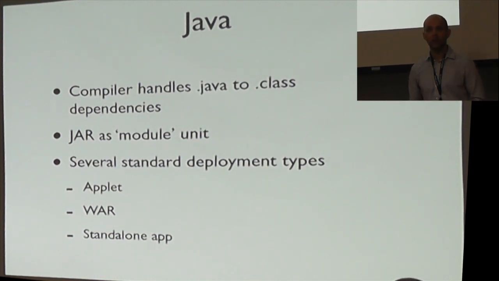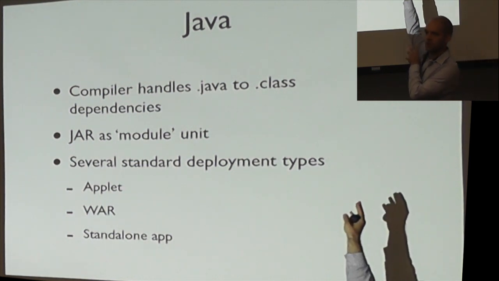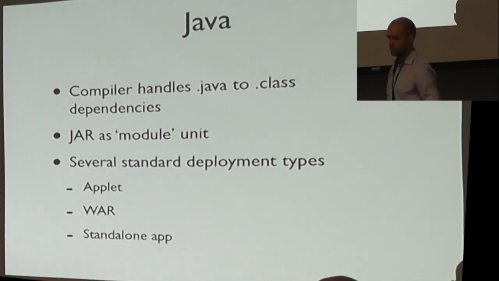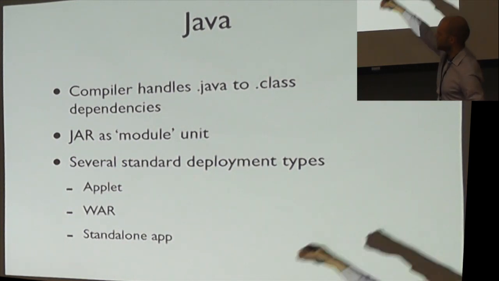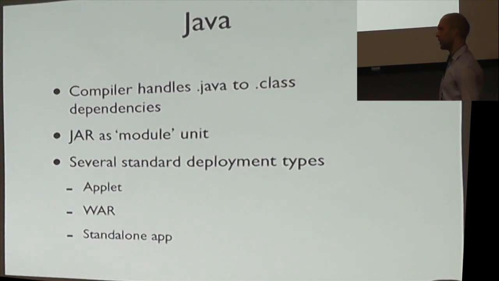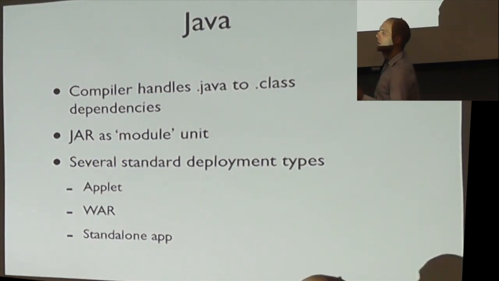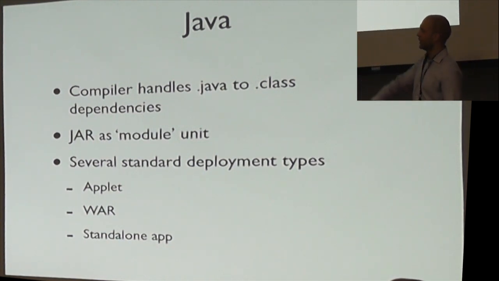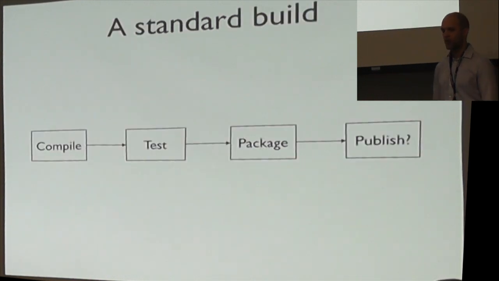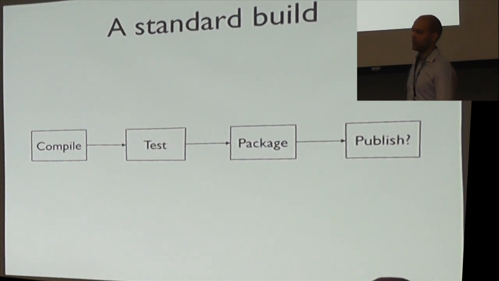I did not know this. I guess I should have assumed it, because of the number of times I've had to run clean in order to get something to build. That is because javac is not perfect in determining exactly what files need to be recompiled. But still, it did an amazing job and simplified the whole build system. And so we introduced the jar as a unit of module, and then you could create applets, WAR files, standalone apps. And to me, this was kind of the golden age of building software, because most of the tools you get out of the box are doing all the work for you. There are very few steps. In fact, it was basically compile, test, package.